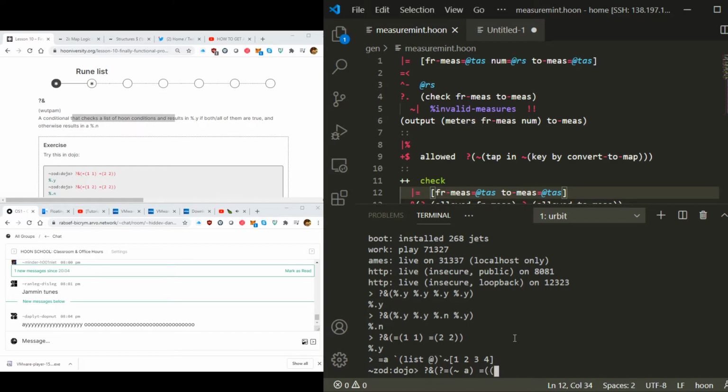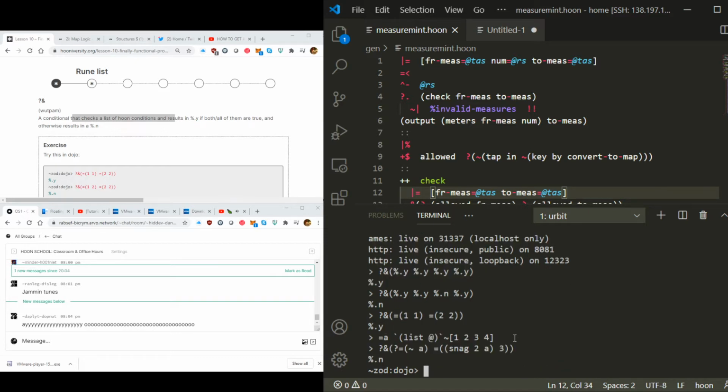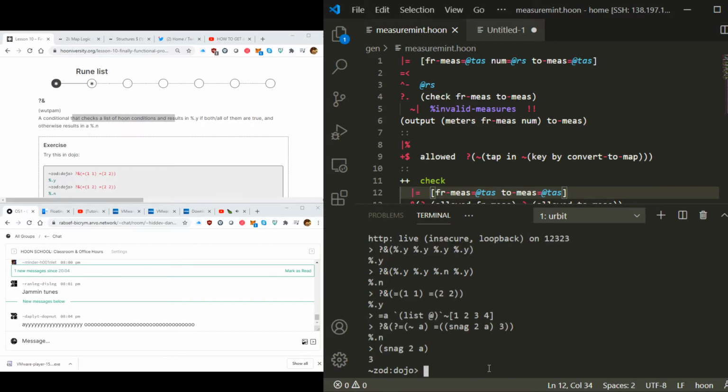Snag 2 of A is 3. Oh, where did I do it wrong here? Snag 2 of A should be 3, shouldn't it? Exactly. What's snag 2 of A? So that's right. Oh, yeah, duh.